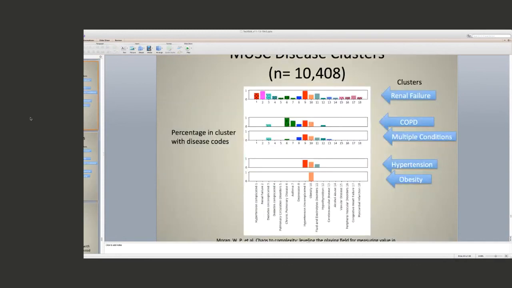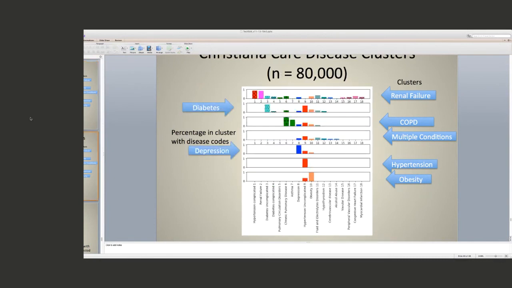So the question is, we have these clusters at MUSC of obesity, hypertension, multiple conditions, COPD, renal failure, where you can actually wrap services around these particular groups. Does that generalize to Christiana Care? We had about 10,000 patients at MUSC, and at Christiana Care, we had 80,000 patients. And remarkably, I was really surprised, we had the same types of clusters. So we had obesity, hypertension, multiple chronic conditions, COPD, and renal failure.